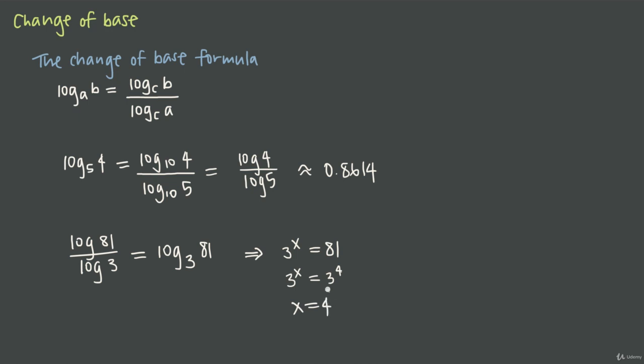So what we've shown then is that the original value we started with has a value of 4, which we found using the change of base formula in combination with the general rule for logs.